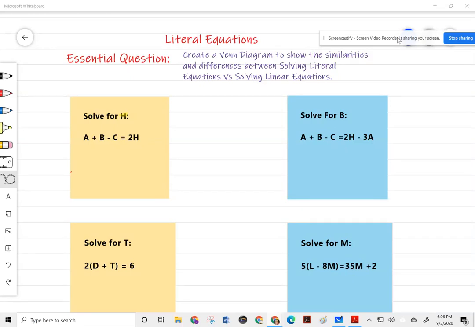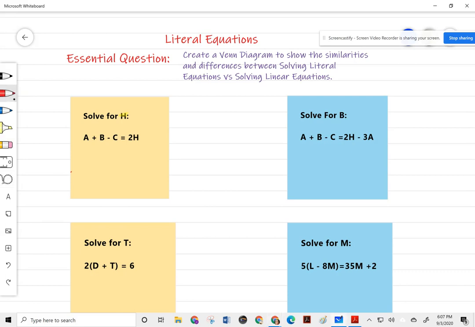All right, we are going to be talking about literal equations. Your essential question or essential thought for this lesson is to create a Venn diagram to show the similarities and differences between solving literal equations versus solving linear equations. All right, so let's get started on the first yellow sticky note.